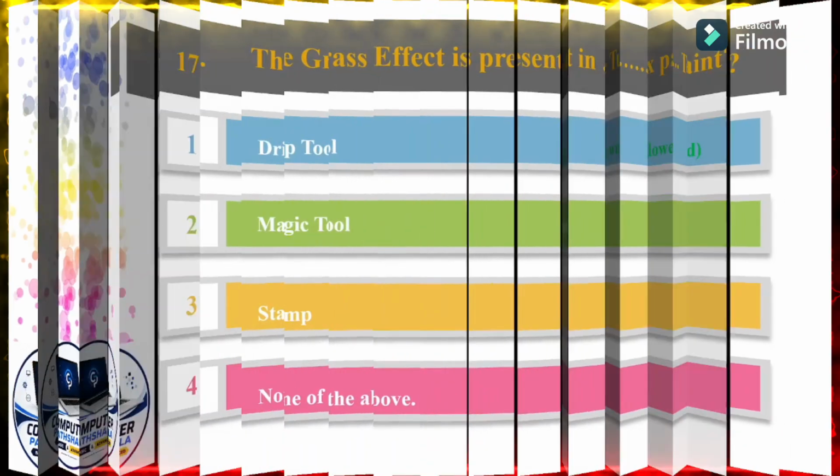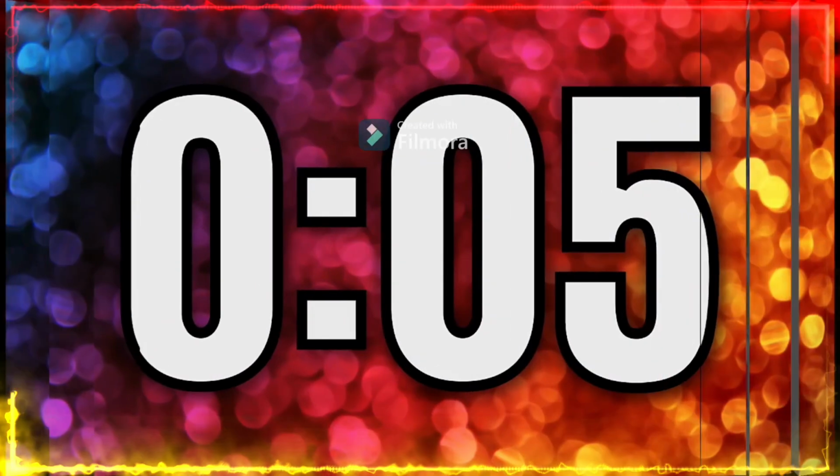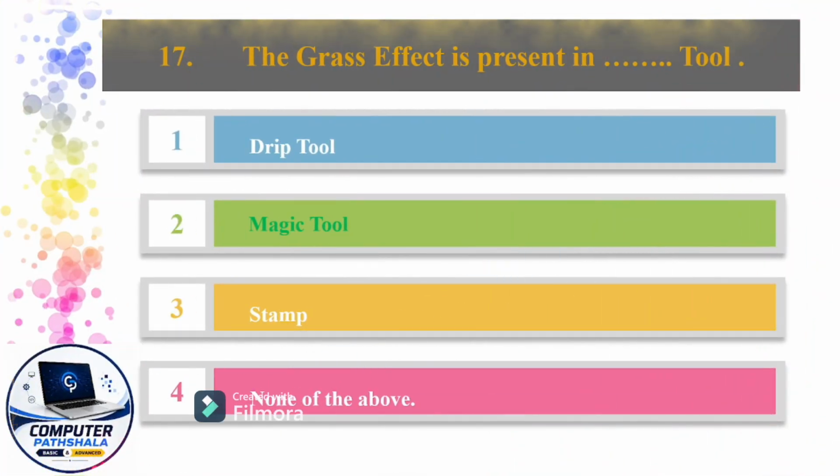We'll move to the next question. The grass effects is present in which tool? Options are paint, magic, stamp or none of the above. Think quickly. Your timer has started. The correct answer is magic tool.